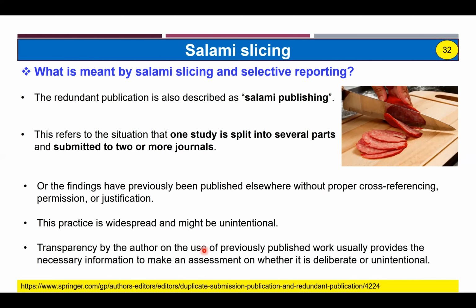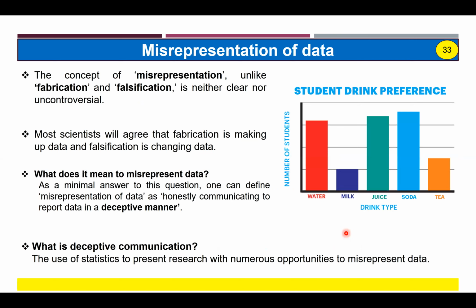The transparency by the authors on the use of previously published work usually provides the necessary information to make an assessment on whether it is deliberate or unintentional, right? So the previously published works should be provided, and we provide the full information so that it can be judged whether it is a deliberate one or unintentional. So the final judgment comes from there, right?